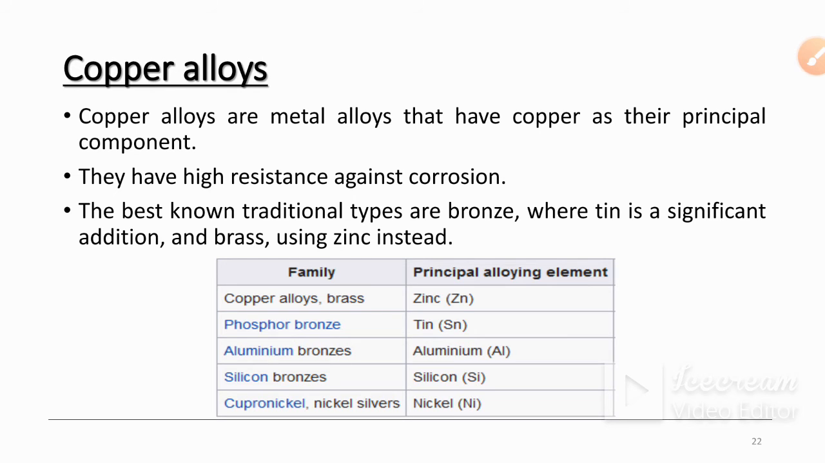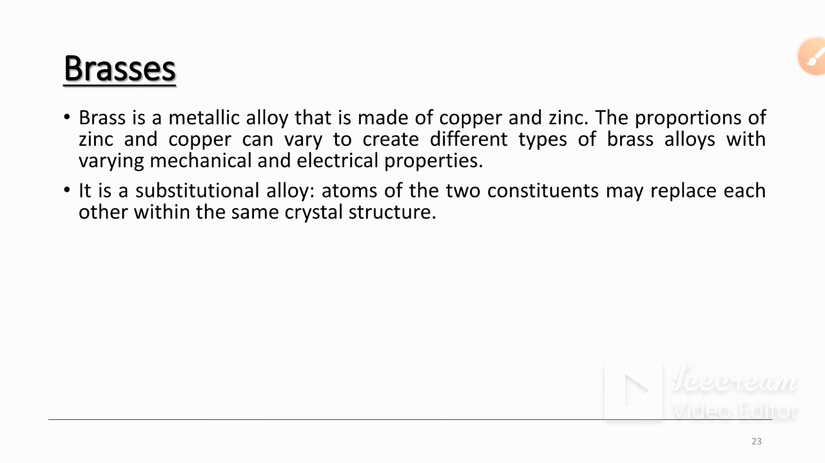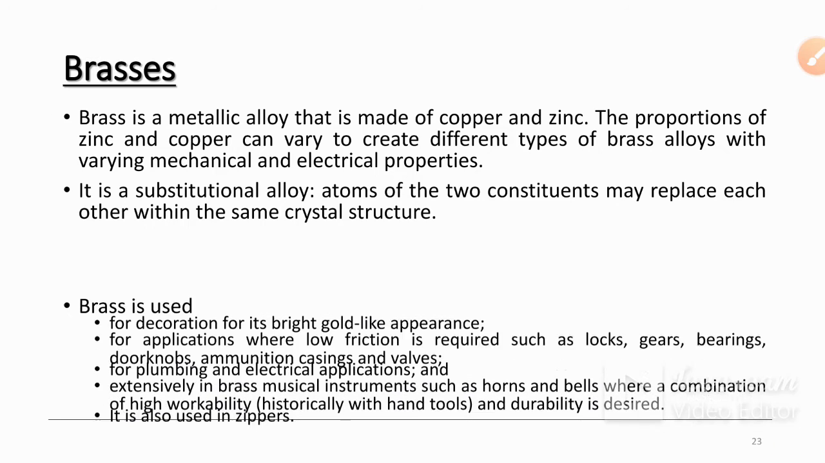Basically, in our syllabus, brasses and bronzes are there. First is brass. Brass is a metallic alloy made of copper and zinc. The proportion of zinc and copper can be varied to create different types of brass alloys with varying mechanical and electrical properties. It is a substitutional alloy, meaning metal atoms substitute each other: atoms of the two constituents may replace each other within the same crystal structure.